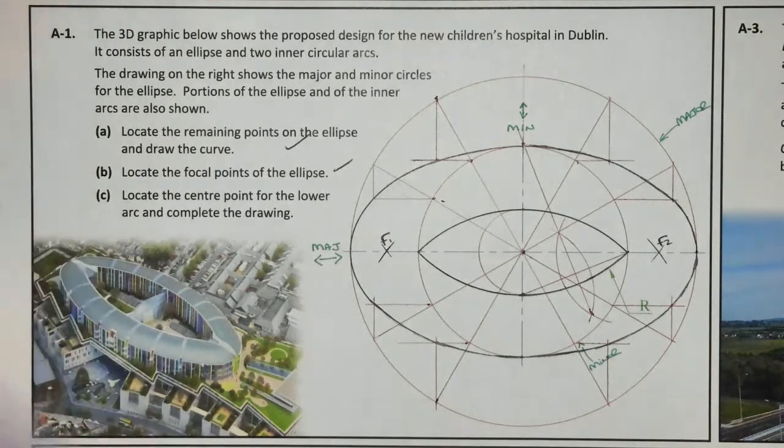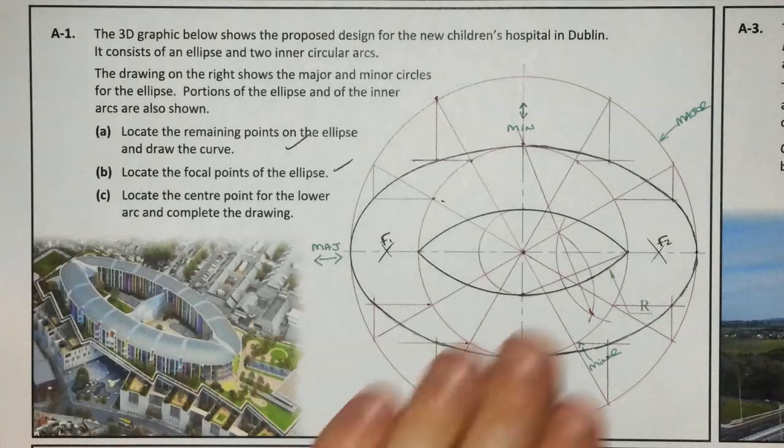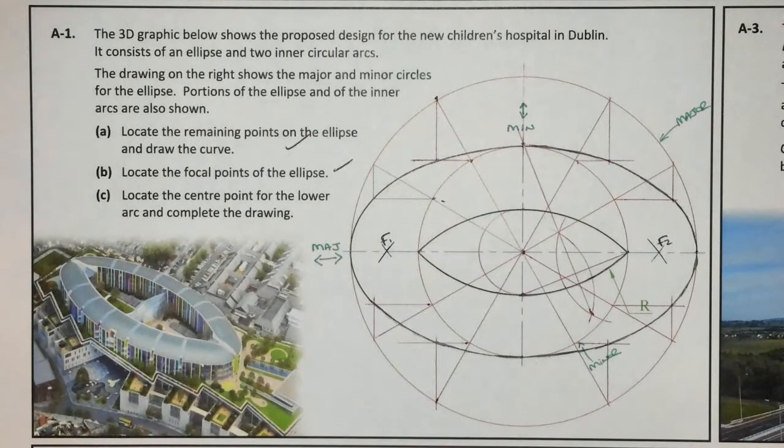So a little bit in that first question on conics there, that was an ellipse, using the concentric circles method, locating our focal points, and then creating a chord to find the center point of a circle, or of an arc. So what we're going to do now, guys, is move on to A2 at the bottom of the page, which is a question on solids in contact.